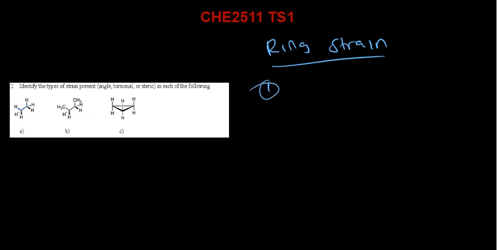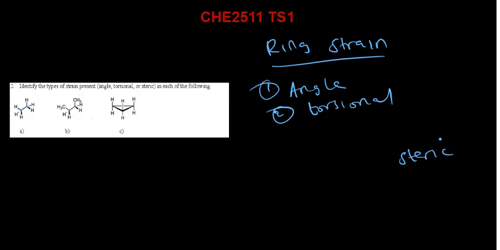we discuss two important strains, that is angle strain, and we also look at torsional strain. So you have to be able to differentiate angle strain from torsional strain. And then we also look at another type of strain, which is steric. It's not necessarily a ring strain, but we also look at steric hindrance. We often hear steric hindrance, but what is it in organic chemistry?